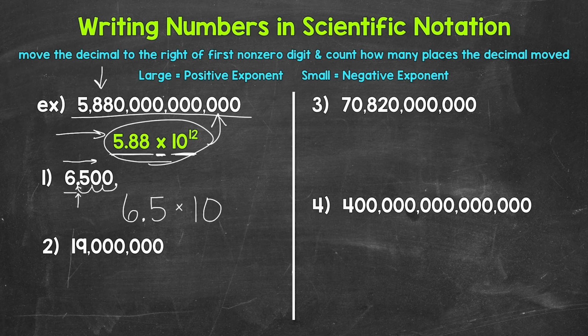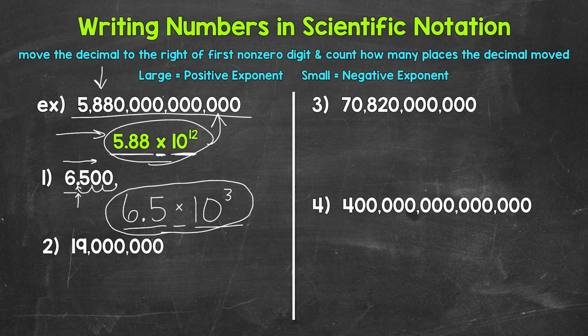Now we need an exponent. And our exponent is going to be how many places the decimal moved. And that was 3. So we need an exponent of 3 here. And this is our scientific notation. 6.5 times 10 to the power of 3. This is equal to 6,500. We have a number greater than or equal to 1, but less than 10, times a power of 10.